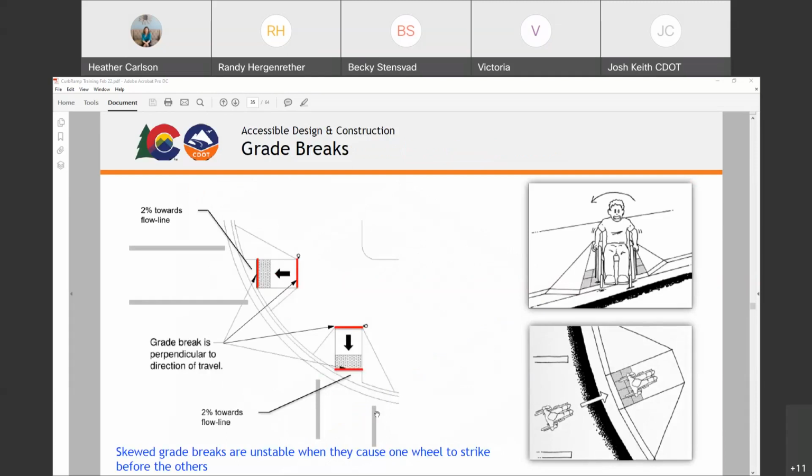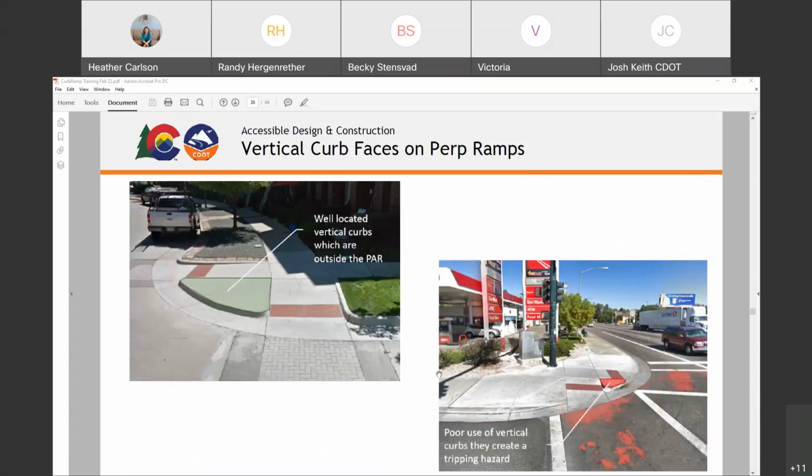So again, grade breaks are something that we definitely need to do better with. Skewed grade breaks cause a lot of issues for people in wheelchairs, and it should always be perpendicular to the direction of traffic. So that's the big point to drive home. If someone in a wheelchair is coming down that, it should be perpendicular to them.